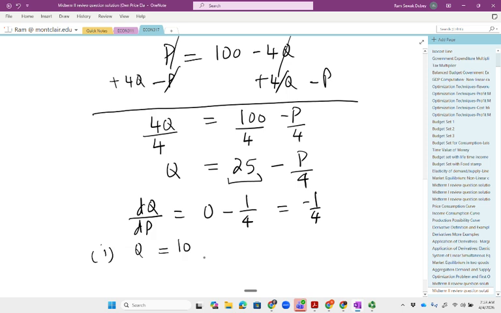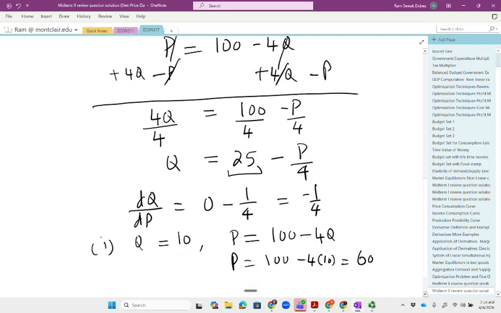For this quantity, I can compute the price. I can go to the inverse demand directly, which is given as 100 minus 4Q, which is 100 minus 4 times 10, which turns out to be 100 minus 40, equal to 60.